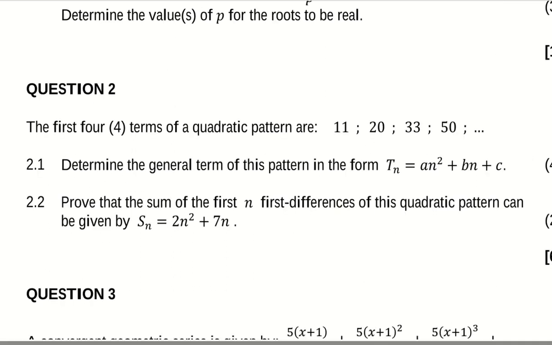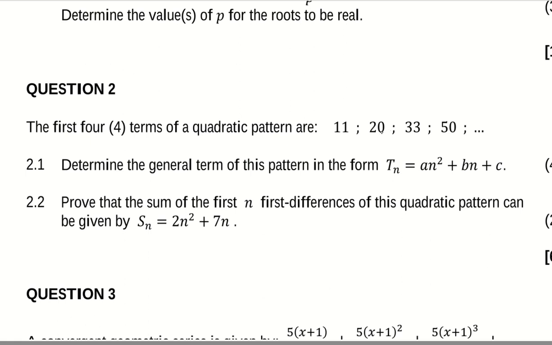Under question 2, we are dealing with quadratic patterns. Looking at our statement here, they say the first four terms of a quadratic pattern are 11, 20, 33, and 50. So these are the first four terms of our quadratic pattern. And another thing that you must know: a quadratic pattern is simply a pattern whereby the second difference of the pattern is constant. I'm going to show you what I mean.